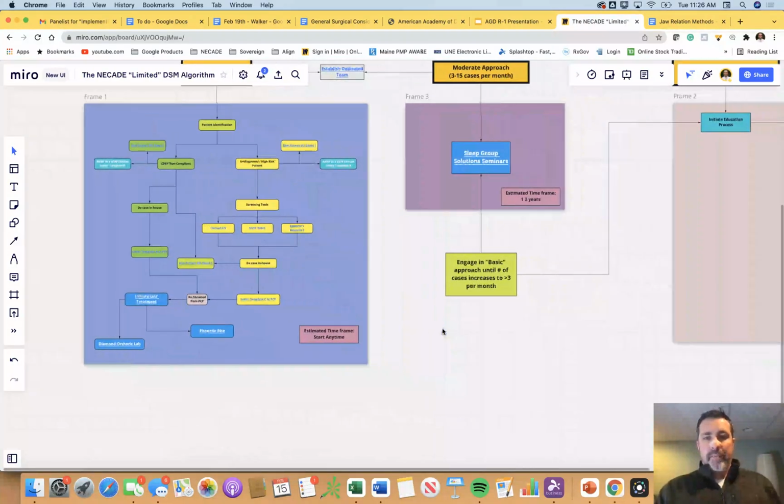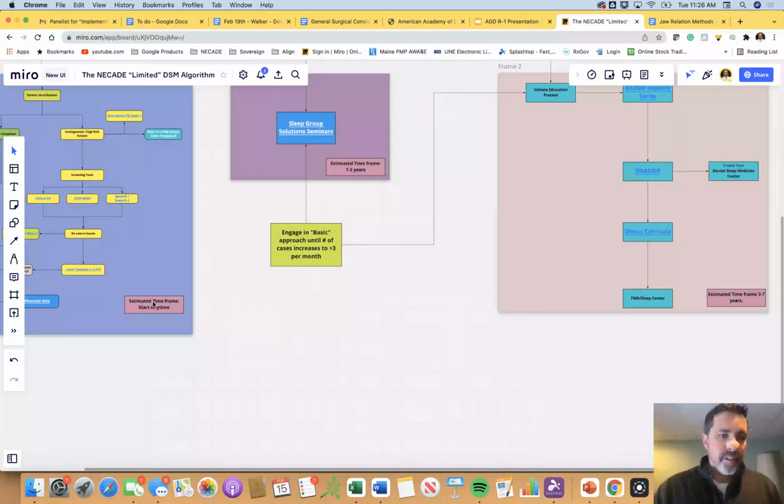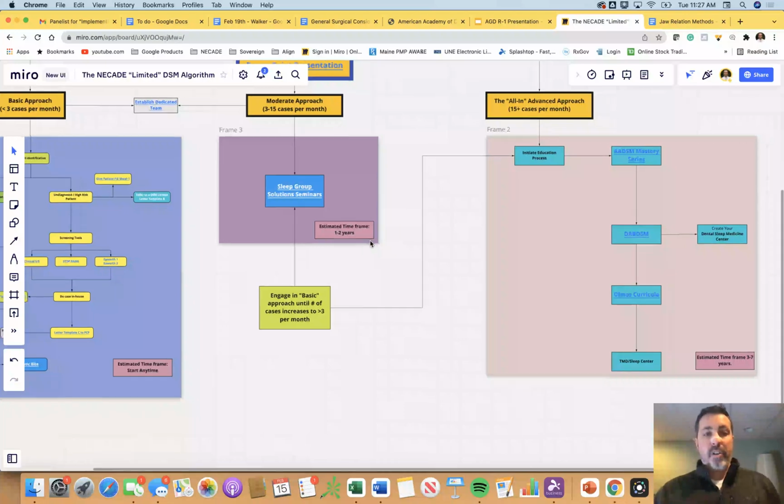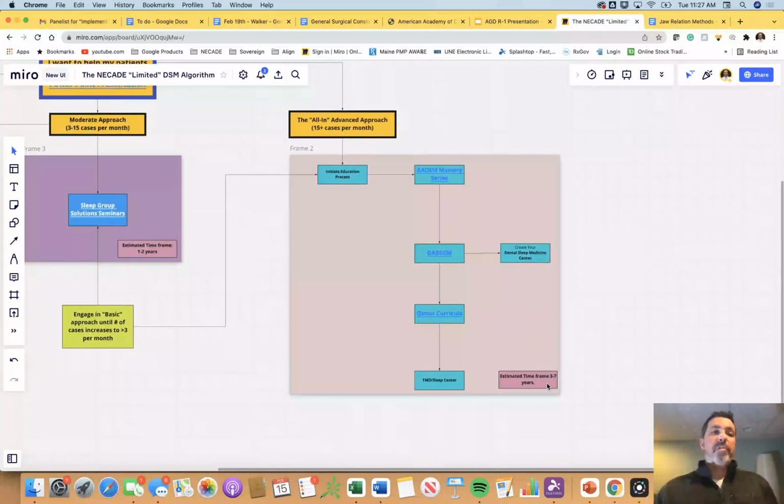So if we zoom out, the last bit here, I put these little pink tags here. Estimated time frame. What do I mean by that? Essentially, that's the amount of time that it's going to take for you to start employing this particular world of dental sleep medicine. Well, with the basic approach, you can start tomorrow, as long as you read the documents that are there. Or you can take the moderate approach, which might take you 1 to 2 years and anywhere from $40,000 to $50,000. Or you can do the all-in approach, which is maybe $40,000 to $50,000, maybe more, maybe less. There's different ways of going about this, but this is not your entry-level option. This might take you 3 to 7 years to get to this point.